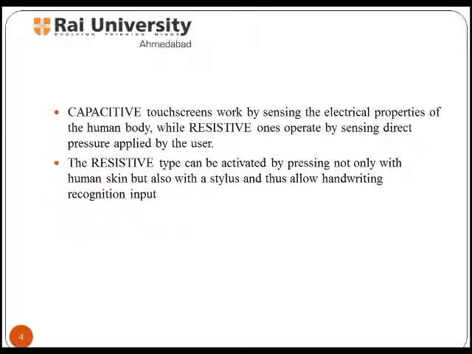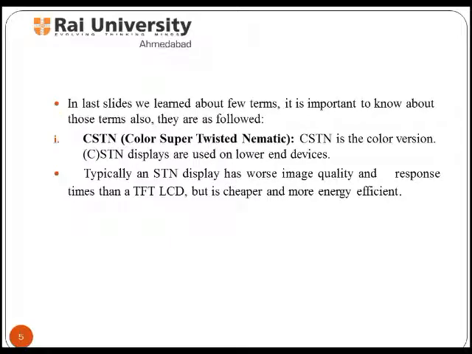There are two types of touchscreen display, capacitive and resistive. Capacitive touchscreens work by sensing the electrical properties of the human body, while the resistive type can be activated by pressing not only with the human skin but also with a stylus, and thus allows handwriting recognition input.